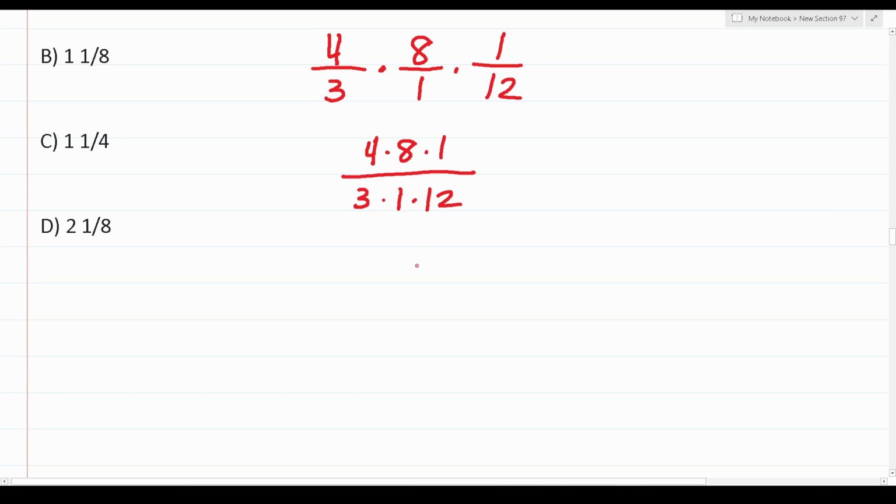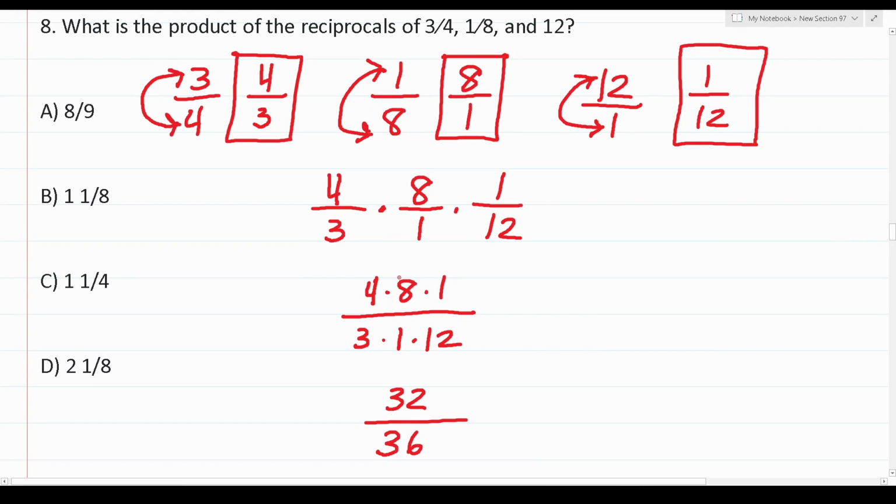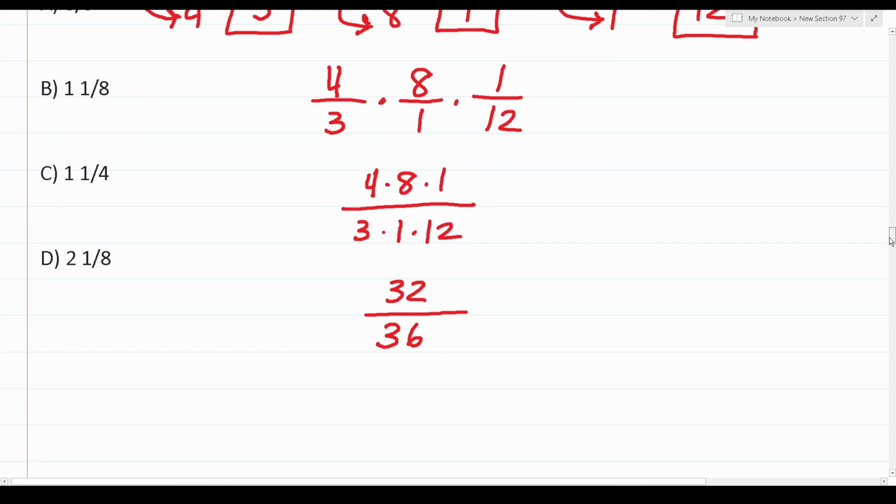4 times 8 is 32. 32 times 1 is just 32. So this becomes 32 over 3 times 1 is just 3. 3 times 12 is going to be 36. Unfortunately, that's not one of our answer choices because we can actually simplify this. More specifically, we can divide 32 and 36 by a common factor of 2.